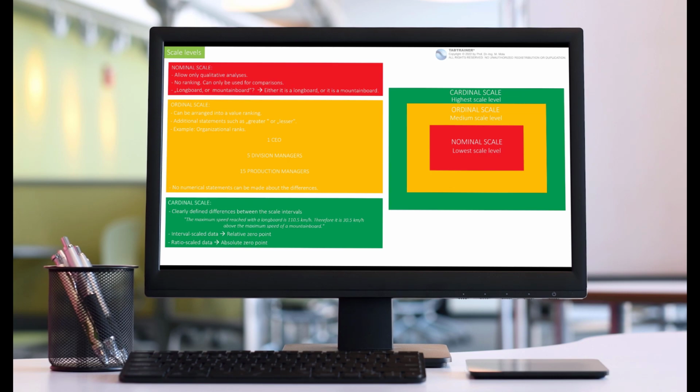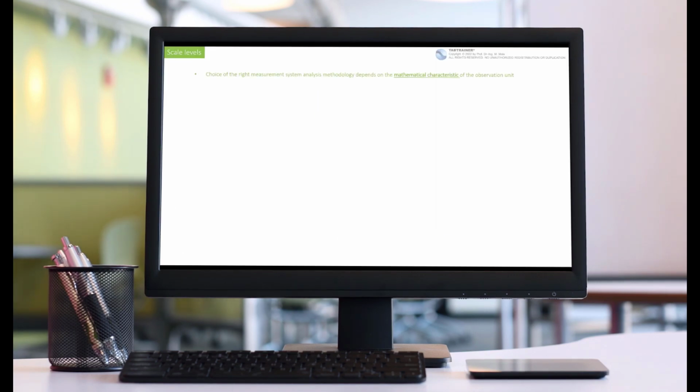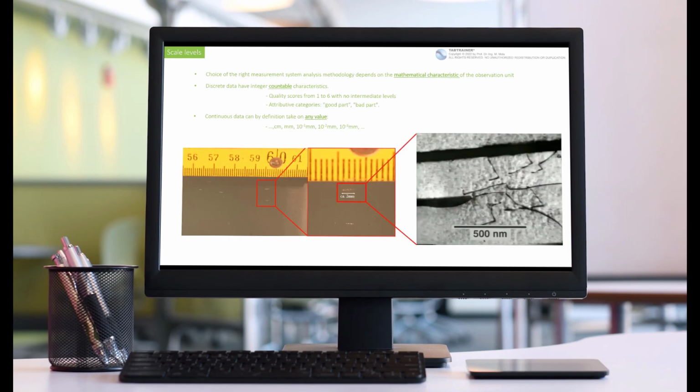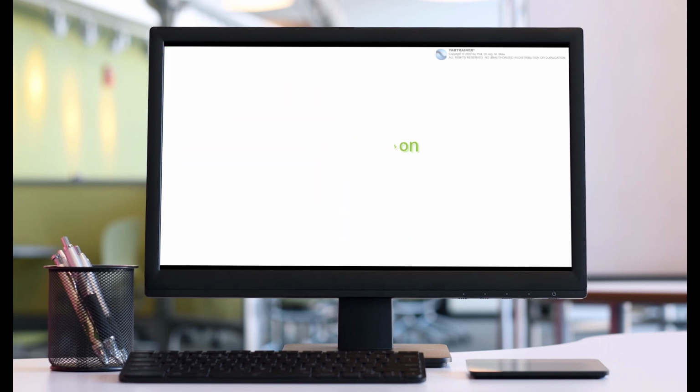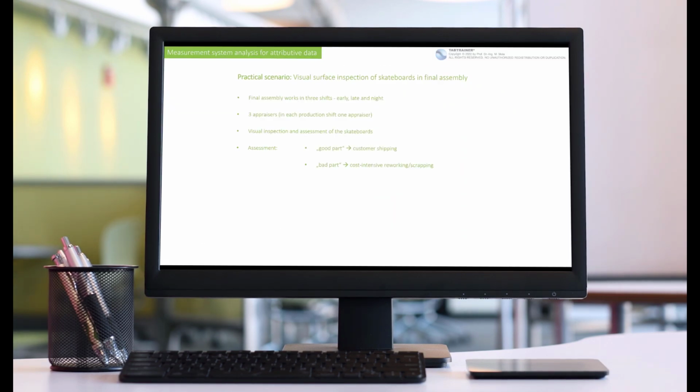In contrast to the previous training units, however, in this training unit we are no longer dealing with continuously scaled quality assessments, but with the attributive quality assessments good part and bad part. Before we get into the measurement system analysis required for this, we will first get an overview of the 3 important scale levels: nominal, ordinal, and cardinal scale, and create the useful measurement protocol layout function for our agreement check.